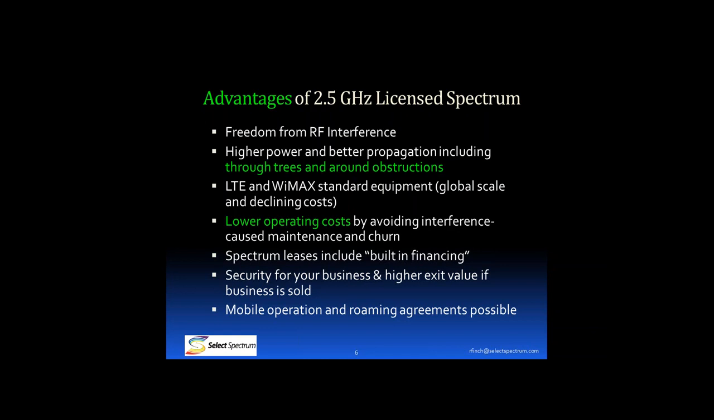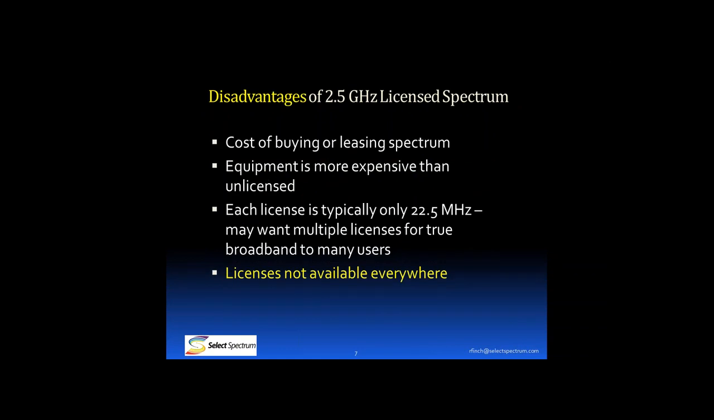Beyond fixed operations today, as the world continues to go more and more mobile, these frequencies are also allowed for mobile operations, and indeed that's what Sprint's predominantly using them for today. So disadvantages, obviously there's a cost of buying the spectrum. Today the equipment is still more expensive than unlicensed, but that window is narrowing significantly, as we'll discuss a little bit later. The cost of this licensed equipment is coming way down.